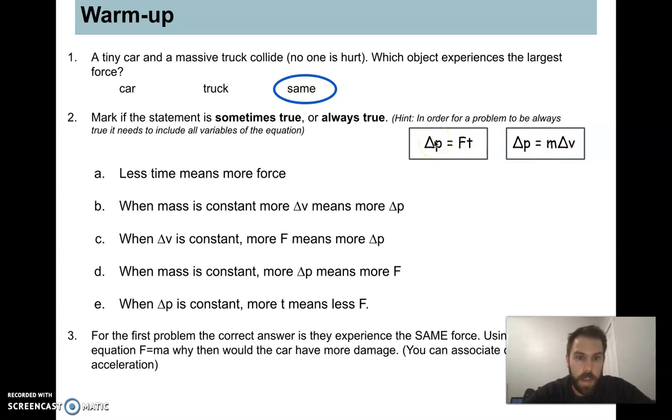So if I have less time, that means that there's more force. Yeah, that could be the case, but that's only if the change of momentum is also the same. So this is sometimes true because I don't know what my delta P is right here.